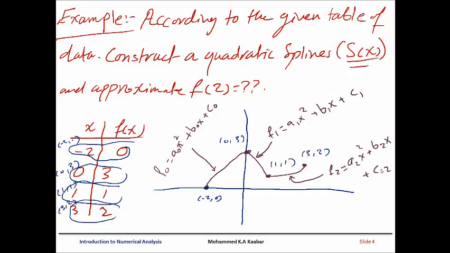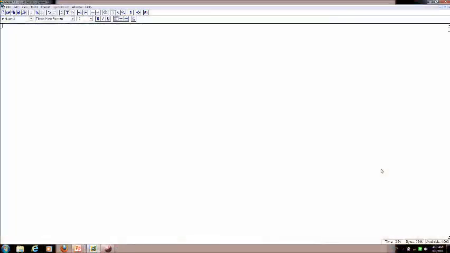Now I can open a Maple 11 classic worksheet. Let me open this Maple 11 classic worksheet and start coding. Now let me write the title. Let me zoom in. Lecture 4.2, quadratic spline interpolation.